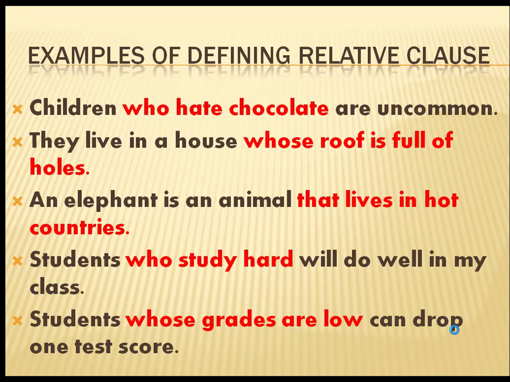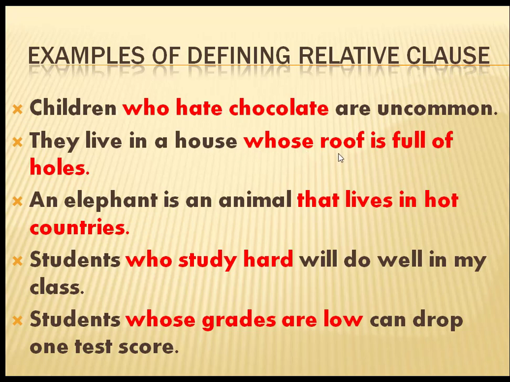Examples of some defining relative clauses. Children who ate chocolates are uncommon. Children are uncommon. If you say which kind of children, then the question arises. The doubt arises in the minds of listeners. So we have to clarify which kind of children. So this noun, children, should be defined in the relative clause. So this is not extra information. This is the compulsory information. This is the essential information of the children. So this is a defining relative clause.